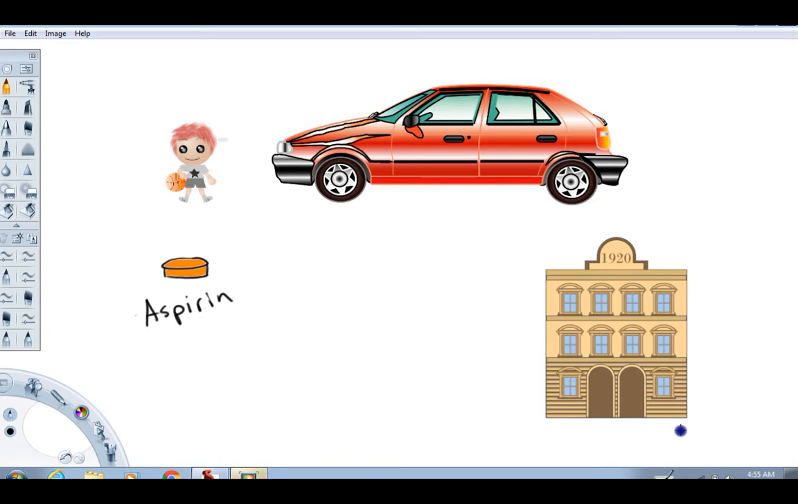The purpose of this video is to describe what the electron volt is, or what's usually just called the eV. Before we talk about the eV, I want to chat about the four objects I have shown here. I've got a picture of an aspirin, a young lad who likes to play basketball, a car, and the car's not moving, by the way, don't worry, he's not going to get run over, and a building.